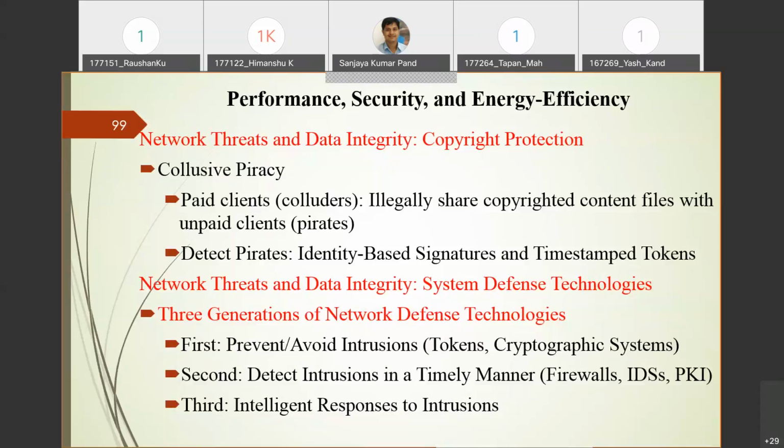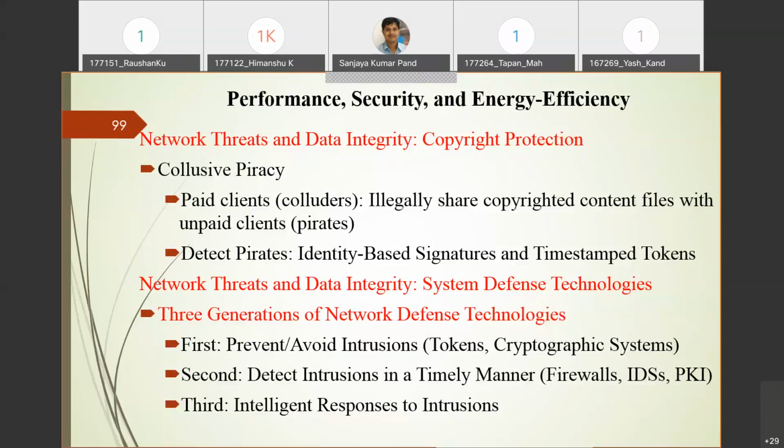So what we are doing here: the paid client who originally purchased the antivirus, whom we call the colluders, illegally shares the copyrighted content files with unpaid clients, who are the pirates. We are the original users sharing with our friends. They are the pirates, we are the colluders.